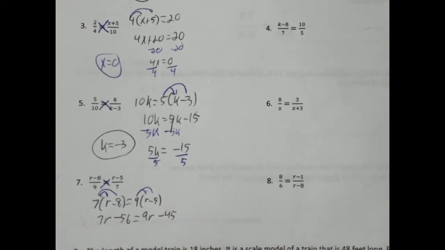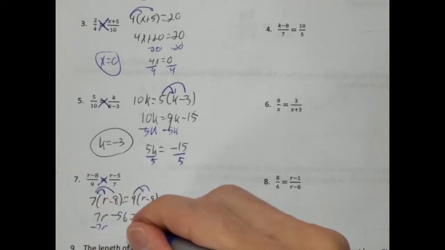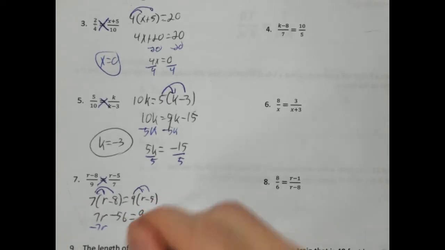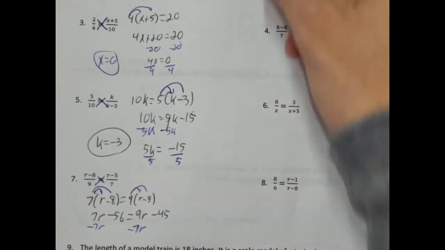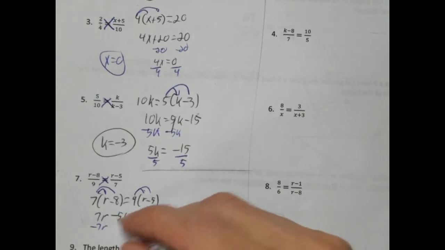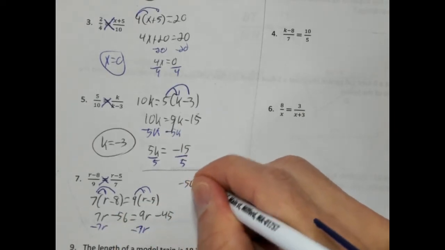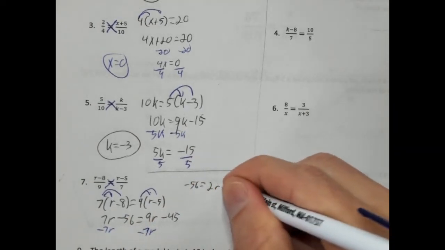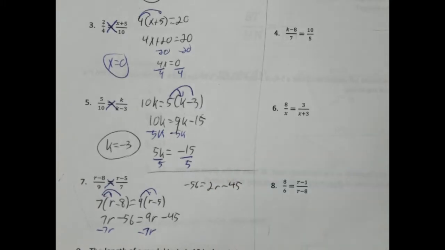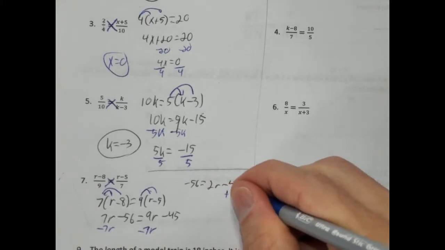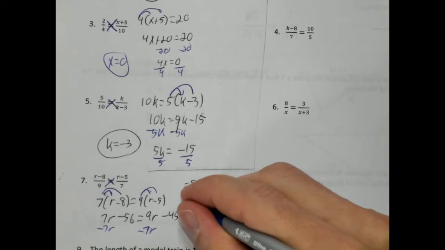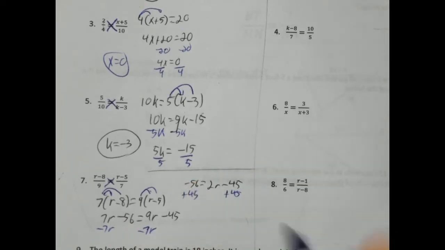Okay, we're going to get the r's on the same side. So we're going to subtract 7r. We're going to run out of room here, so we're going to have to scroll over a bit. These cancel. Let's separate this a little bit. So negative 56 equals 2r minus 45. I'm going to add 45 to both sides. And that's going to give us, let's make sure I didn't screw this up here.